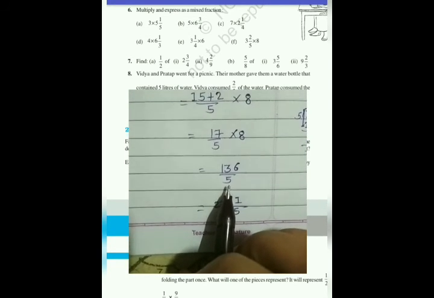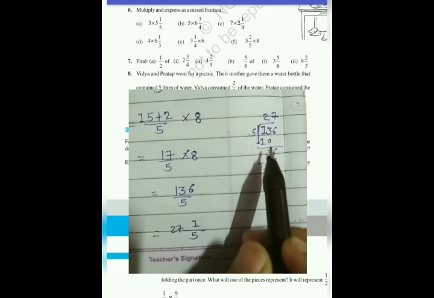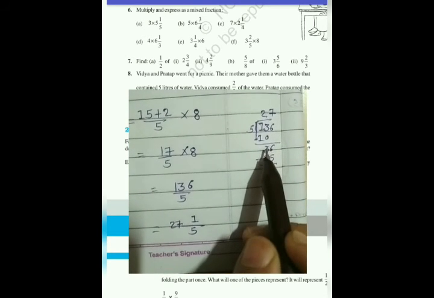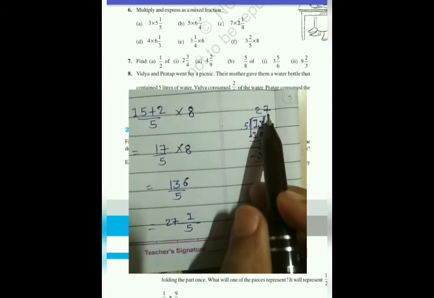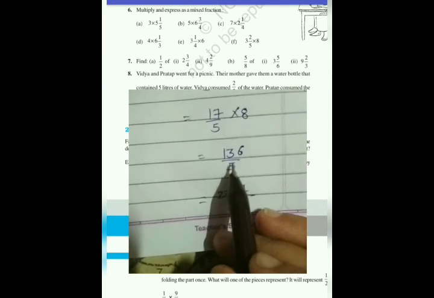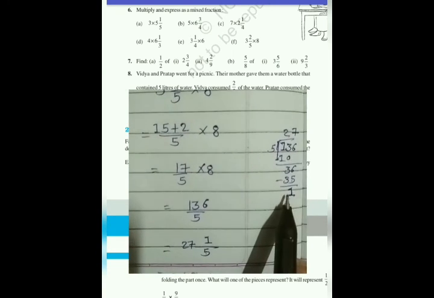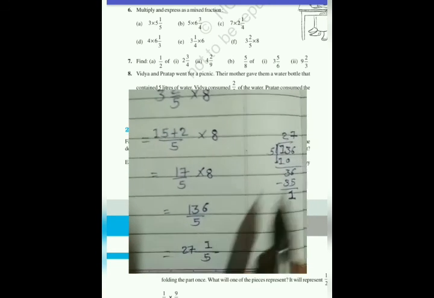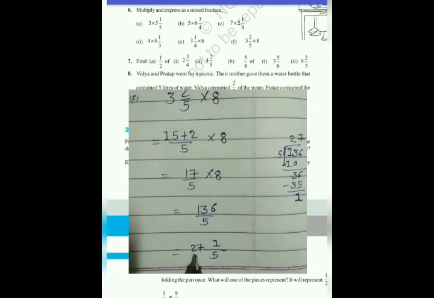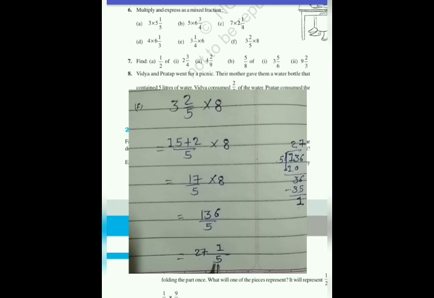So we take a division. 136 divided by 5. 5 2s are 10. We subtract 13 minus 10. Our answer is 3. Now we take down 6. 5 7s are 35. Our remainder becomes 1. So first of all we take 5 as the denominator. We take the remainder 1 in the numerator and 27 as the whole number. So 27 1 by 5 is a mixed fraction and it is our answer.